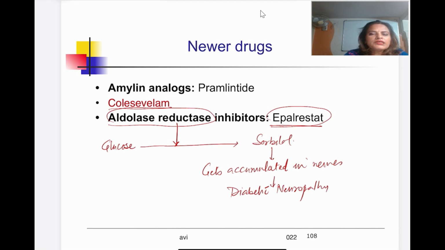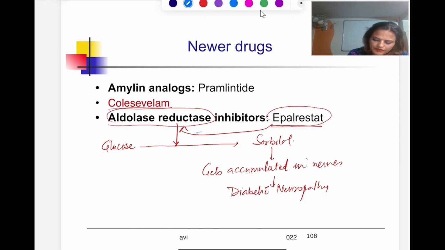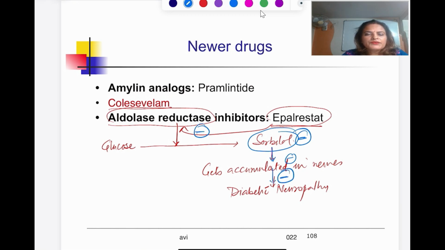Now, epalrestat is going to inhibit this drug. So sorbitol formation is inhibited. It won't get accumulated, and it is going to delay the diabetic neuropathy. So that's all about the anti-diabetic drug. Now, how do we treat the patient?